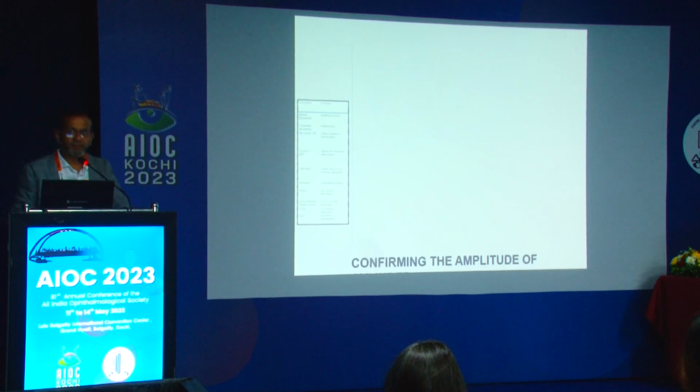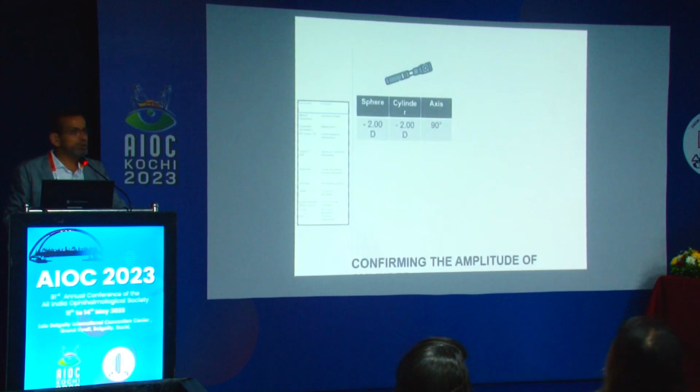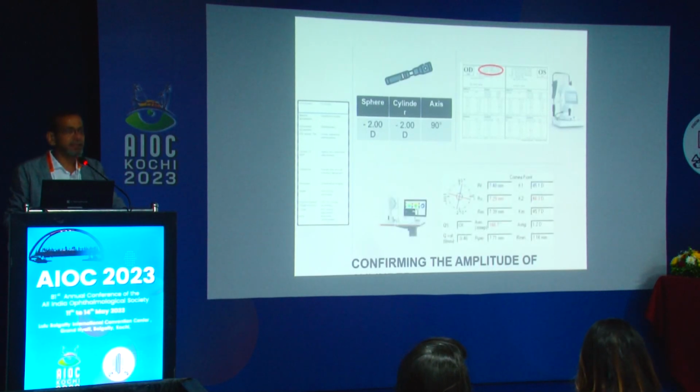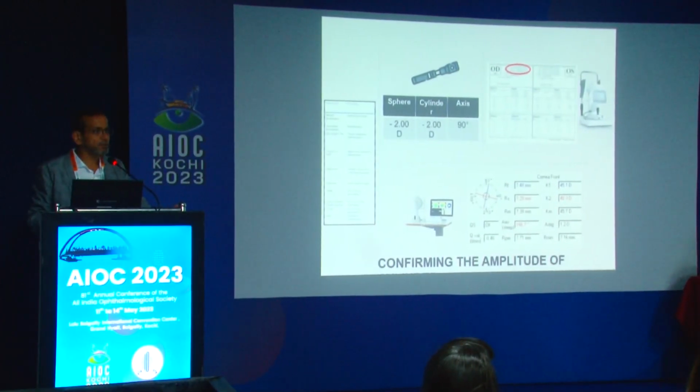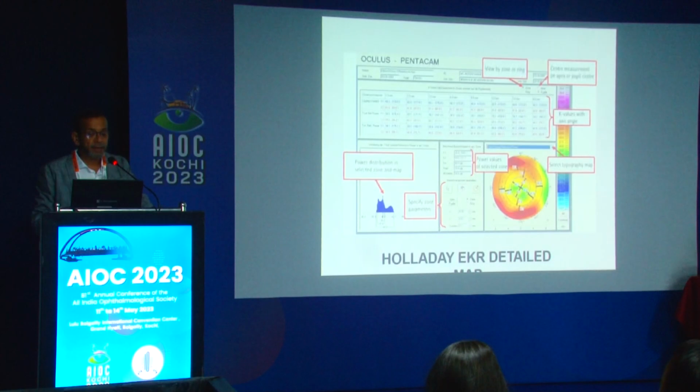It is important to confirm the amplitude of the cylinder, and it's important that we use at least 2 methods to see that there is a sync between the 2 methods as far as the amplitude and the axis goes. Also, in cases where a refraction is possible before, see to it whether the cylinder on refraction is similar to the ones which are measured by the various instruments. Studying the Holladay EKR map is a very, very important thing. If it's available, it should be done.